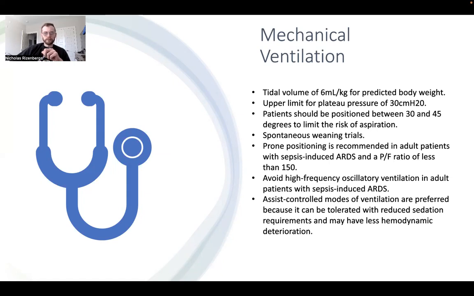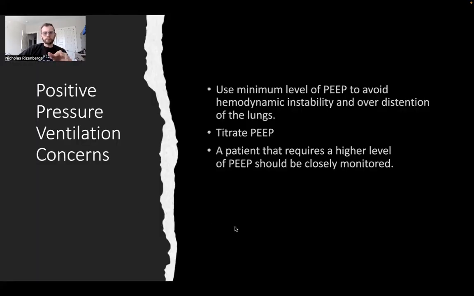Assist controlled modes of ventilation are preferred because they can be tolerated with reduced sedation requirements and may have less hemodynamic deterioration involved. So positive pressure ventilation, use a minimum level of PEEP to avoid hemodynamic instability and overdistension of the lungs. Titrate PEEP. A patient that requires a higher level of PEEP should be monitored closely.